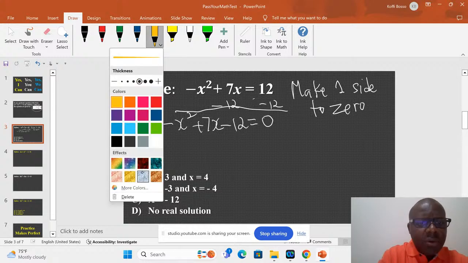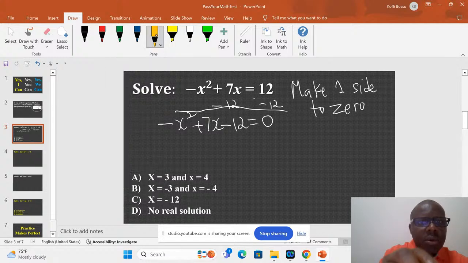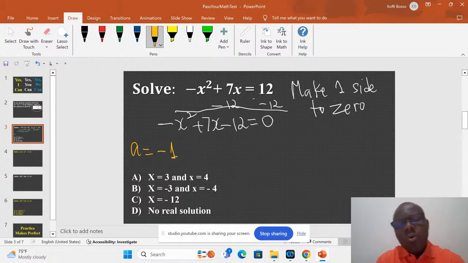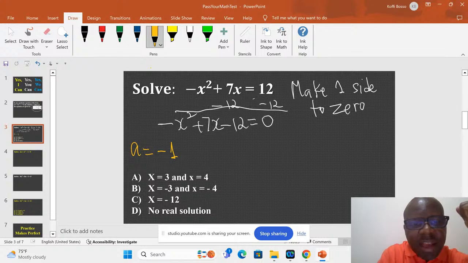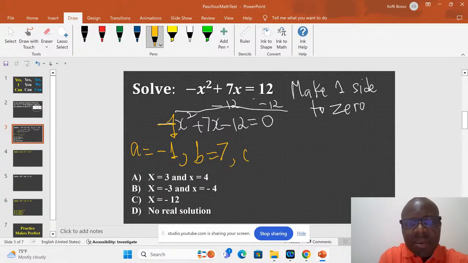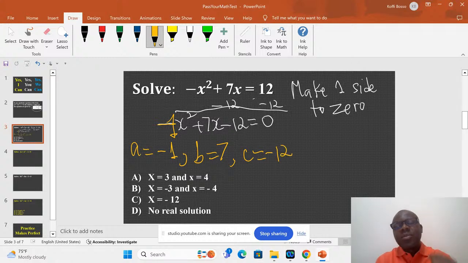So you have a is equal here to negative 1. Why is a negative 1? A is the coefficient of x squared. So when they say negative x squared, this is like a negative 1 x squared. Therefore, a is negative 1. B is the coefficient of x. So you have here 7. And c is negative 12. So the number without x, and we use it with the sign.